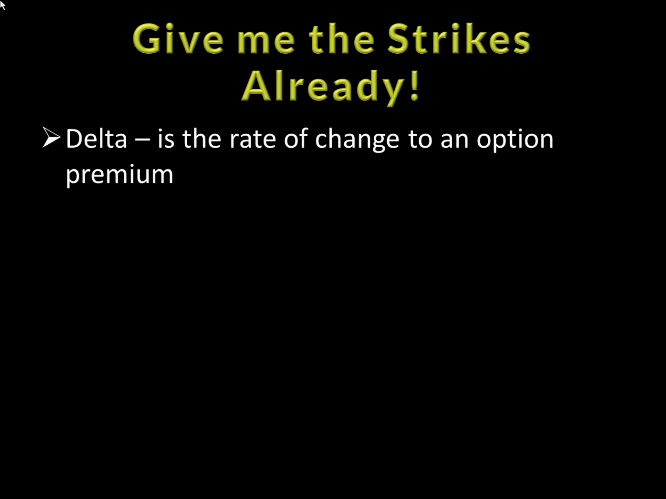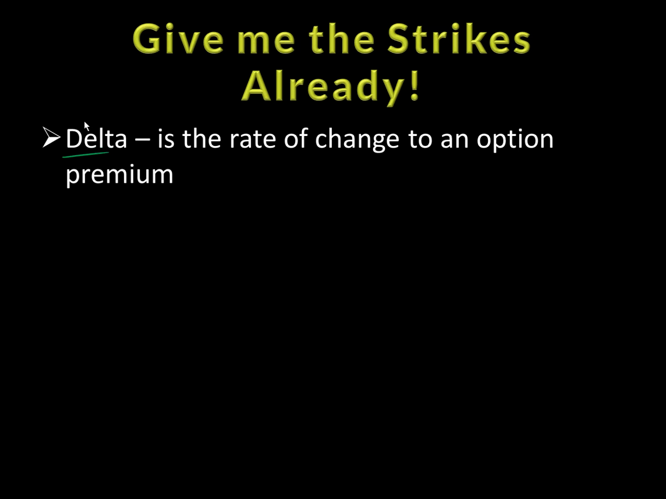So finally, we're at that point in the webinar where you guys have been sticking around, holding tight. Hopefully you've learned a lot so far. But now we're going to be talking about the strikes and why. First we need to talk about one more Greek, and that's delta. Delta tells us the rate of change in the option premium. Yes, it does.